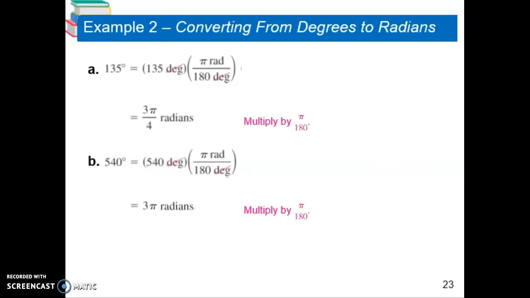Here's an example of converting from degrees to radians. If we start with 135 degrees and we want to convert to radians, we're going to multiply by pi radians and then divide by 180 degrees. And instead of trying to remember two formulas, you can just ask yourself, I'm trying to cancel out my degrees. How can I do that? Well, you have to divide by the degrees and then use your common fact that 180 degrees is equivalent to pi radians.